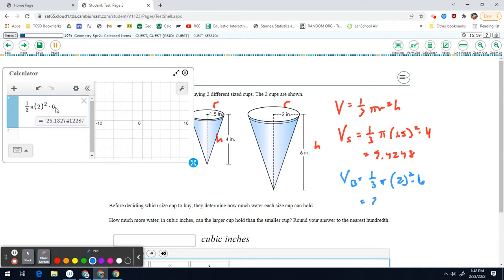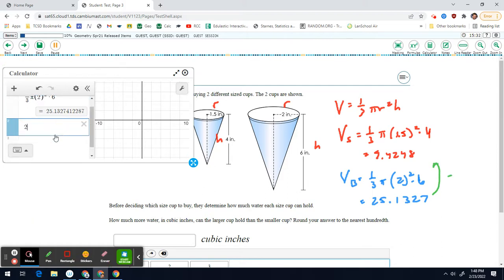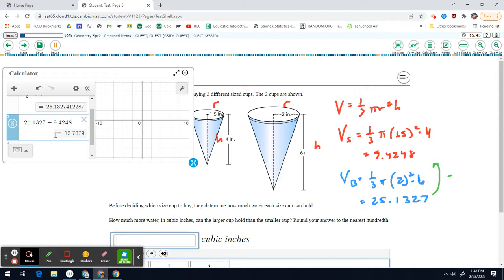So this volume is 25.1327. And now I'll subtract those, right? We're going to take the bigger one minus the small one. So this minus that. So in the calculator, 25.1327 minus 9.4248. And if I round that to 2 decimal places, that would be 15.71. And that would be in cubic inches, 15.71. Excellent.